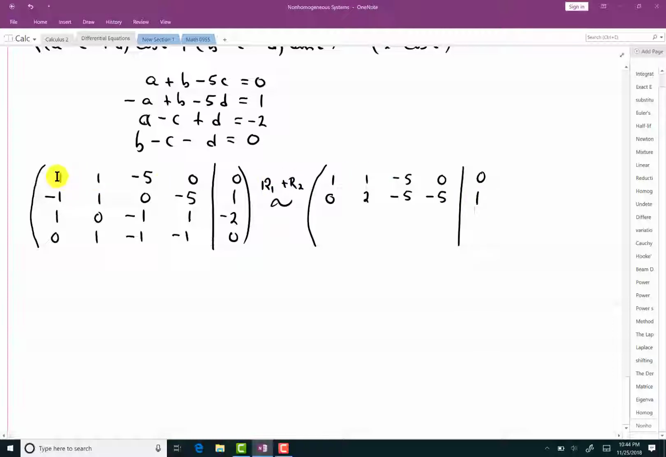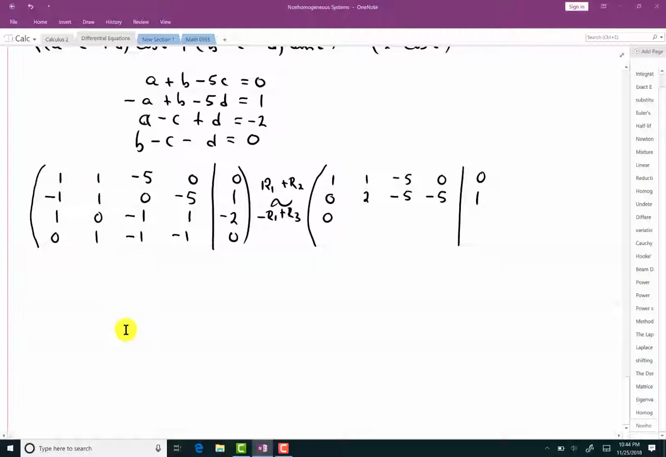Now at the same time, I want to take this first row and wipe out as much of the third row as possible. So I'm going to target the very leading coefficient in the third row. If I take the negative of the first row and add it to the third row, I will zero out this entry. Negative R1 plus R3. So when I do that, negative 1 plus 1 will be 0.